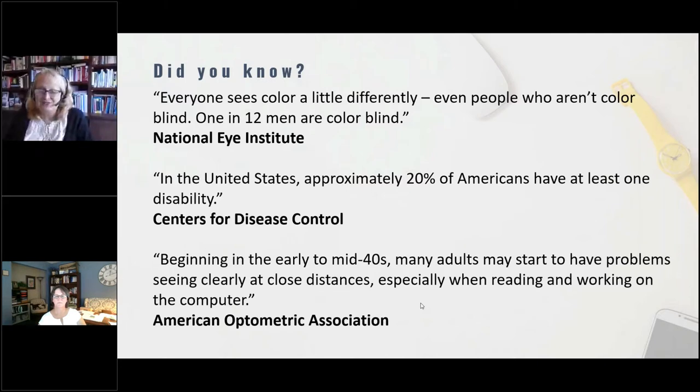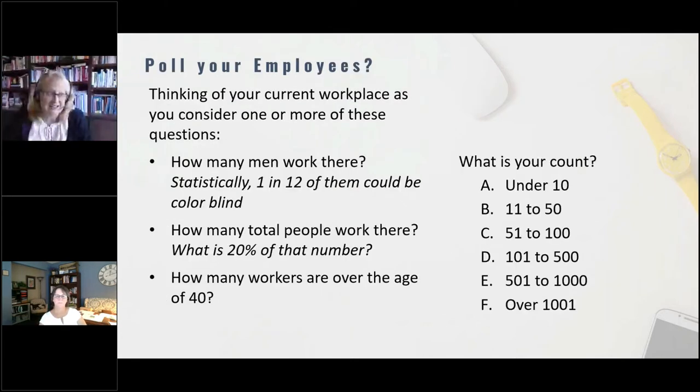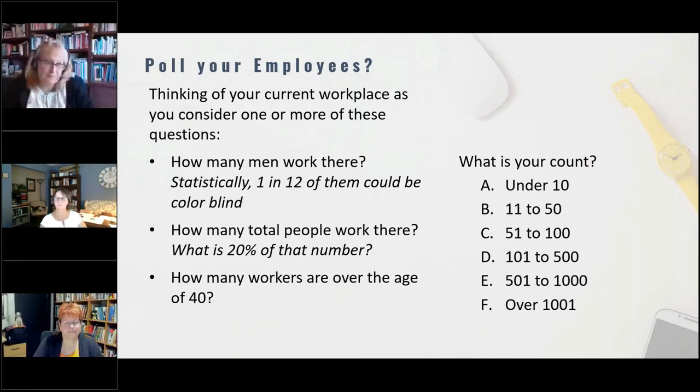Okay? And as you're thinking about those numbers, we would like to ask you, thinking about that current workplace of yours, how many men work there? Again, statistically, 1 in 12 of them could be colorblind. How many total people do you have? What is 20% of that number? And how many workers are over the age of 40? And I'll give you guys a number and y'all can actually put that there in the chat as to what your count is. And again, obviously some of the numbers overlap, but we're hoping this is a great example that most companies should be thinking about accessibility.